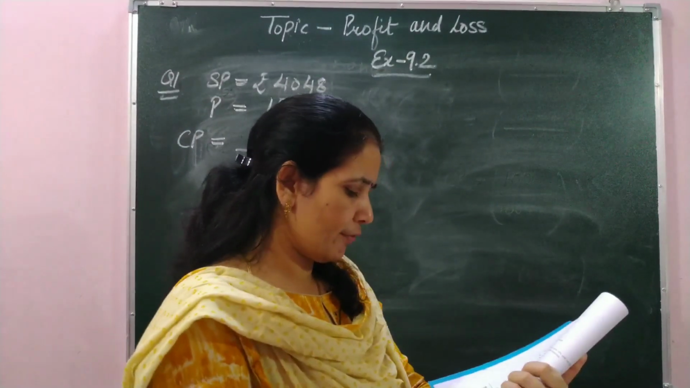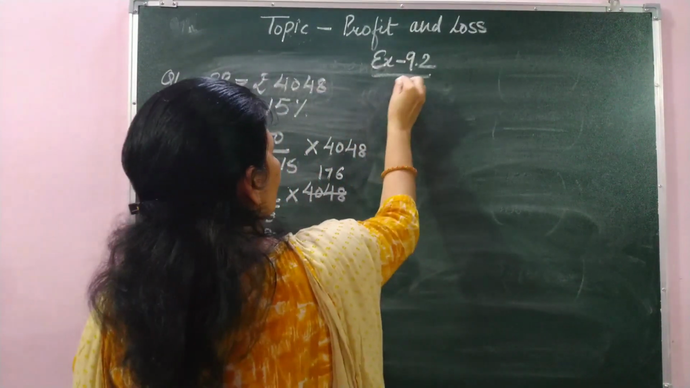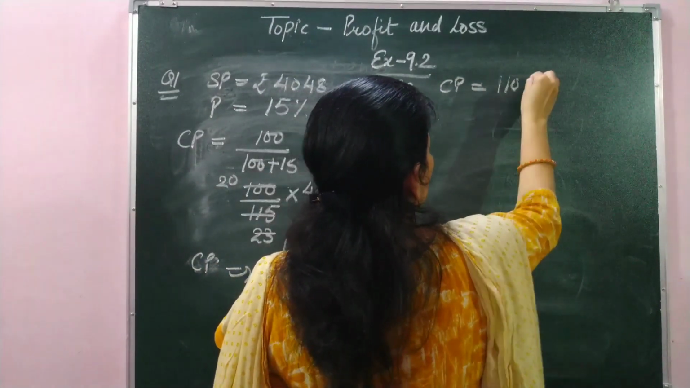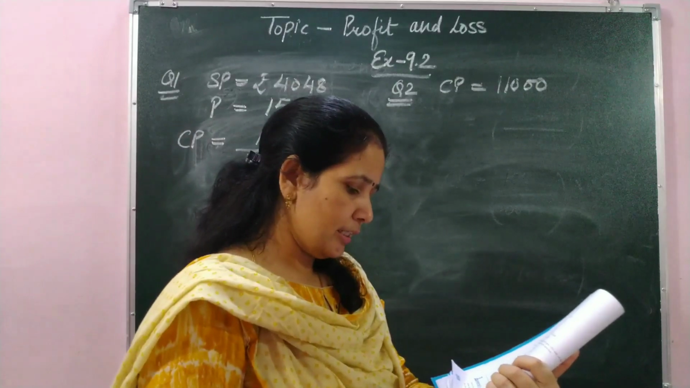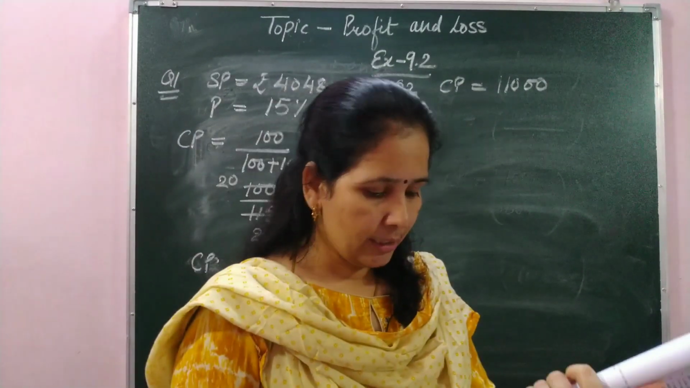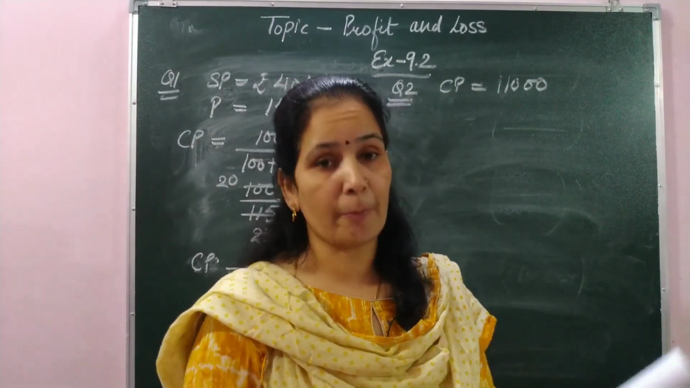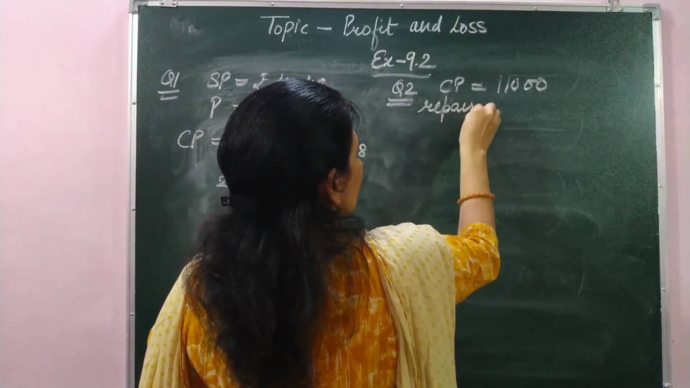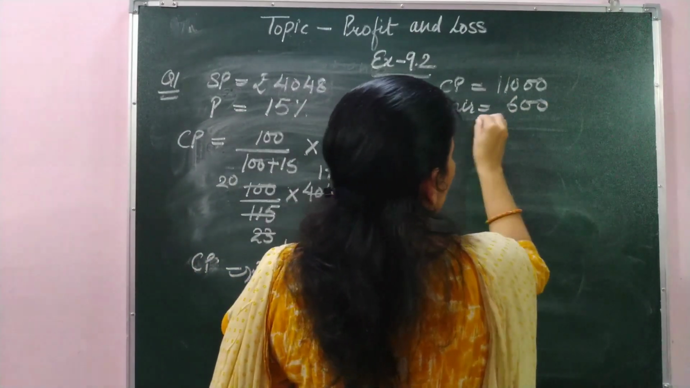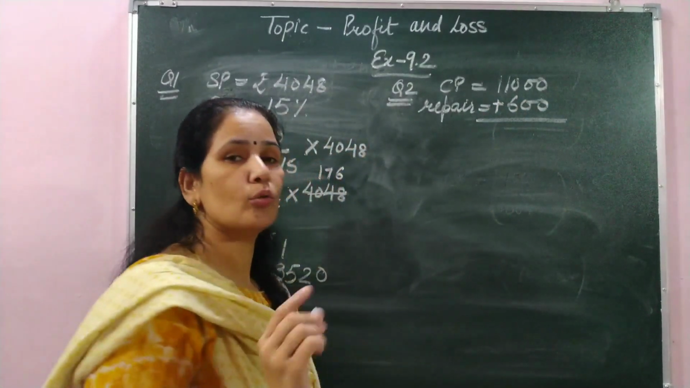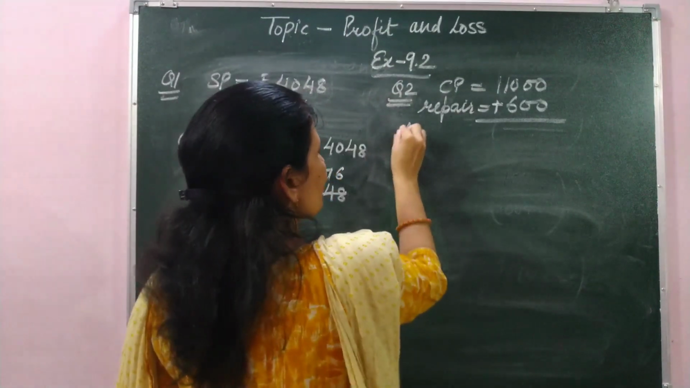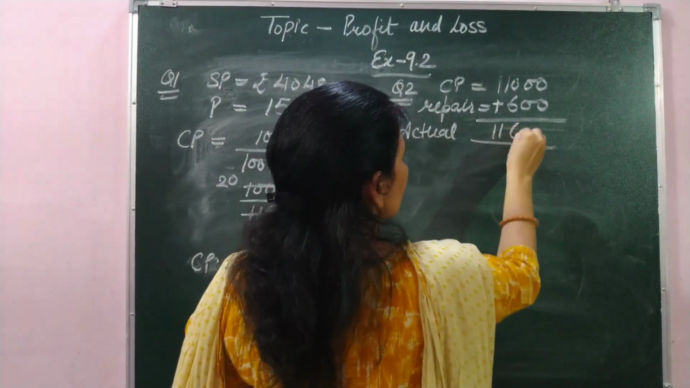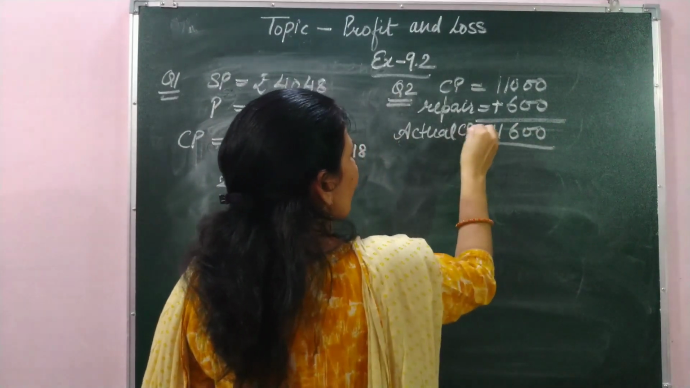In question number second, they have given that Madan purchased an old scooter. The CP of the scooter is 11,000, and on it he spent rupees 600 on its repair. So that means the overhead expenses, the repair charges, are rupees 600. Now students, after adding this 600 to the cost price, we get the actual CP, that is 11,600. This is our actual CP.